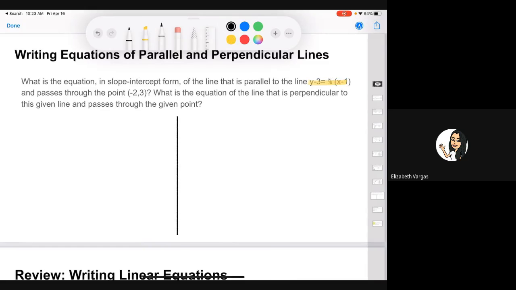And so I want to identify my slope out of that. So I'll do it quickly here. I need to get it into slope-intercept form.